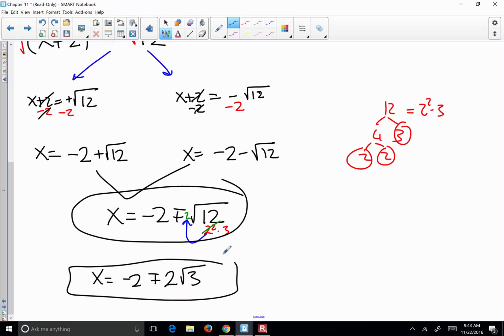Okay, so here's the lesson we got. You need to simplify, and if you have a big number in the radical, see if there are factors that come out. Any questions?